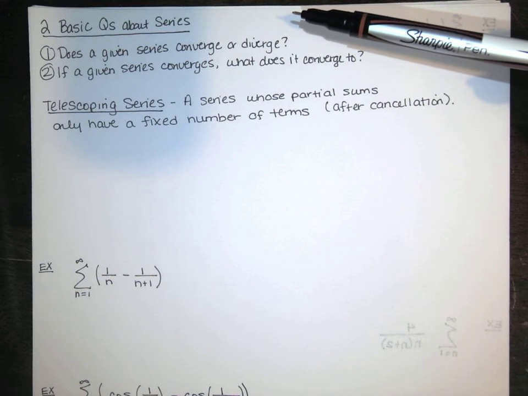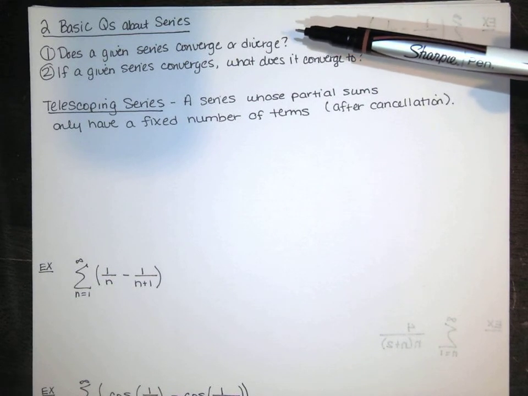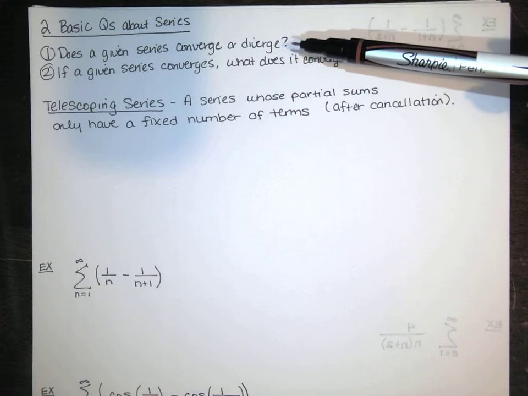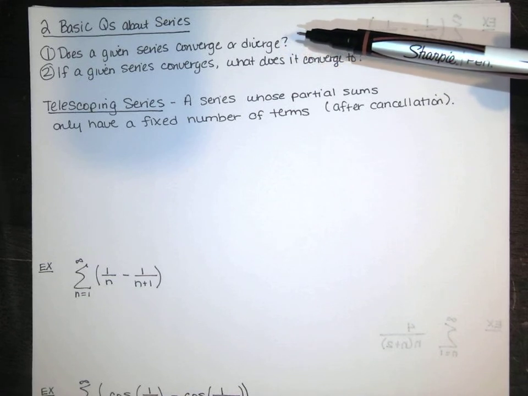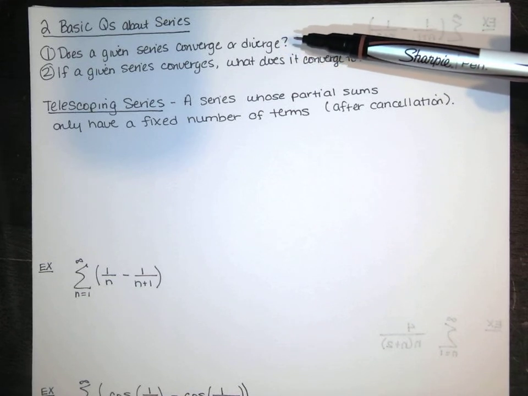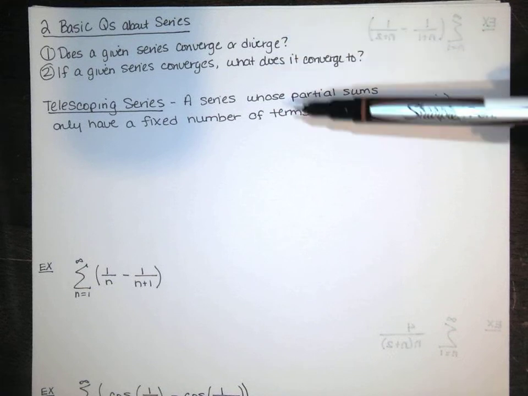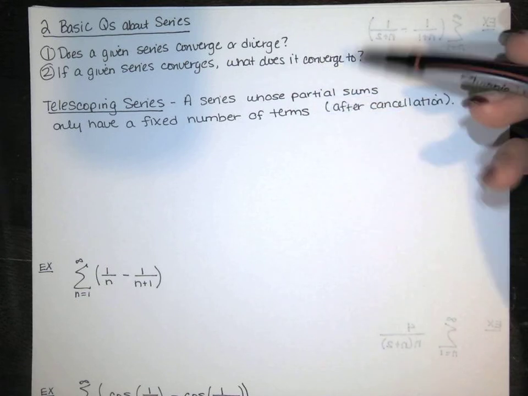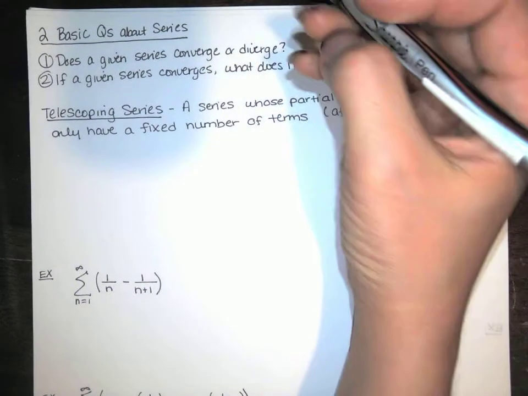We often want to know, if I have a series, does that series converge or diverge? And sometimes we don't even care to know what it converges to. We just want to know that it converges. Or I might also ask the question, if it does converge, what does it converge to? What's the sum of the series? Often we can answer this.